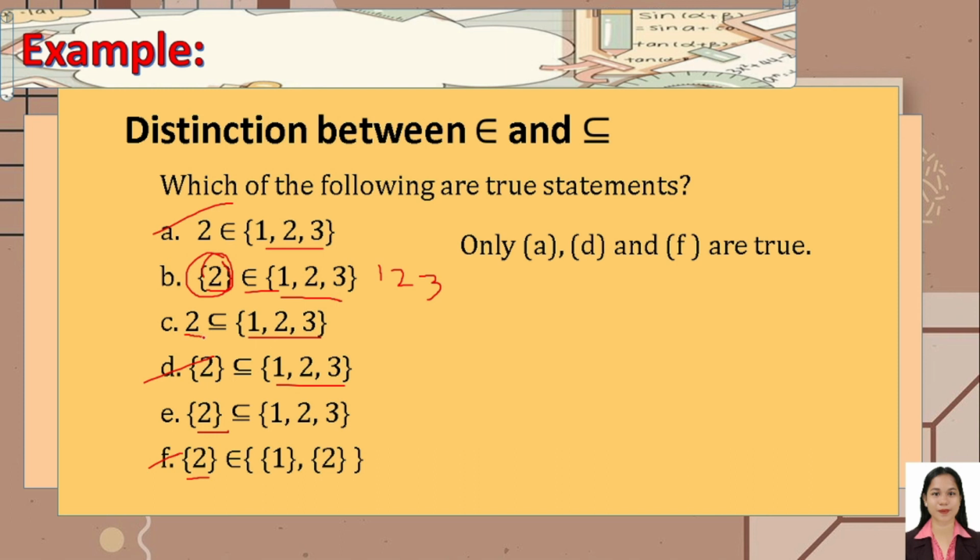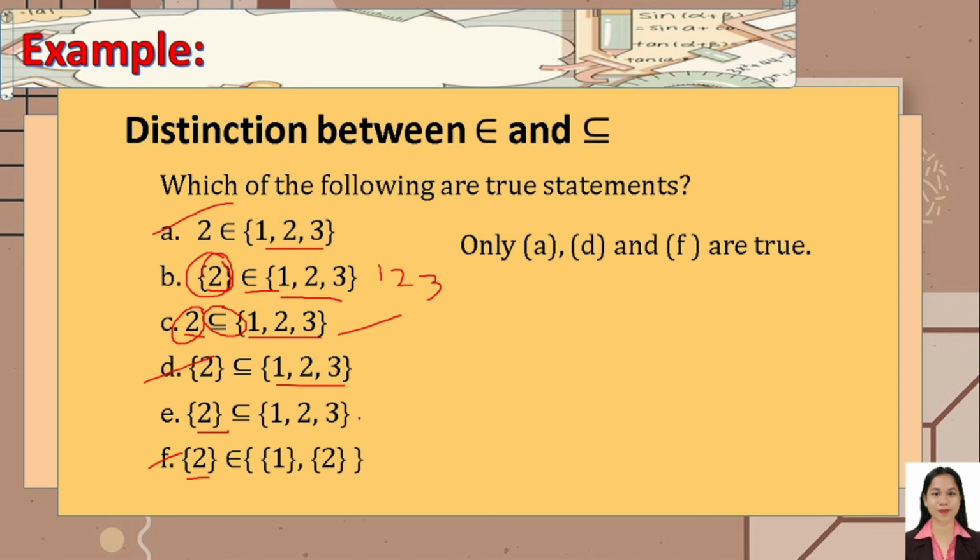And every element in the set {2} would have to be an element of {1, 2, 3}. So, this is not the case. So, C is false. Ibig sabihin, dito, yung number 2 na to is nag-implies that element siya. So, dapat hindi natin gagamitan dito si subset.